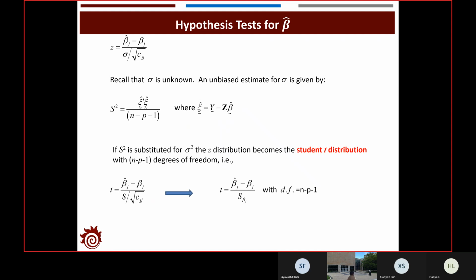So with that, we can further simplify the value we want to check. Here we define a new variable S beta j equal to S divided by the square root of Cjj, and this one still follows the student t distribution with degrees of freedom n minus p minus 1.